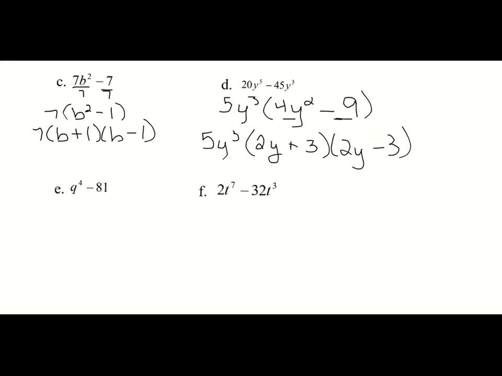Now for E, I do not have any greatest common factor to factor out. But I know the square root of q to the 4th power is q squared, and the square root of 81 is 9. So when I factor this, I have q squared plus 9, and then q squared minus 9. And if I look at this, I'm saying, okay, I'm done here. But be careful, because you always want to make sure everything is factored completely.